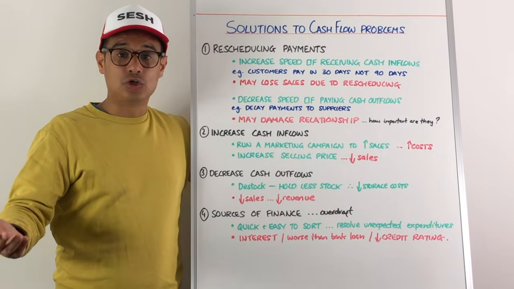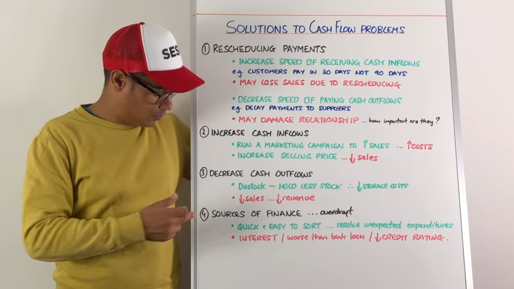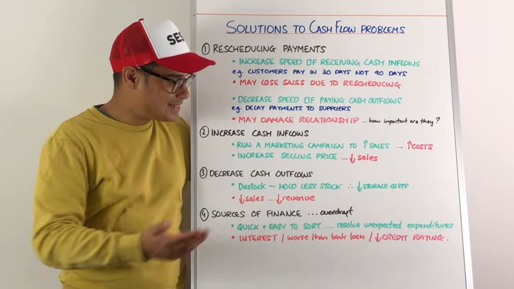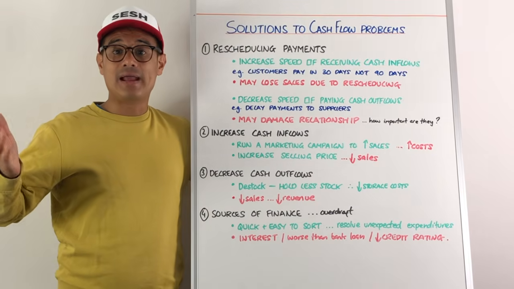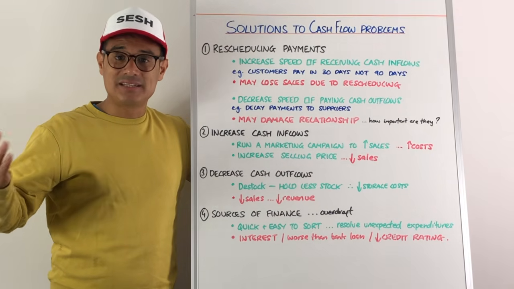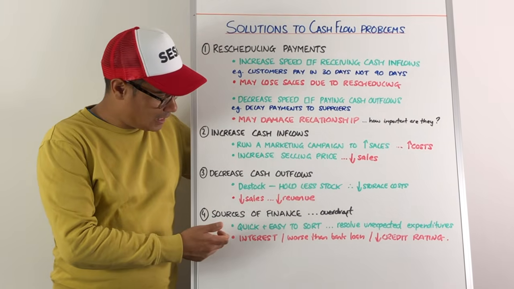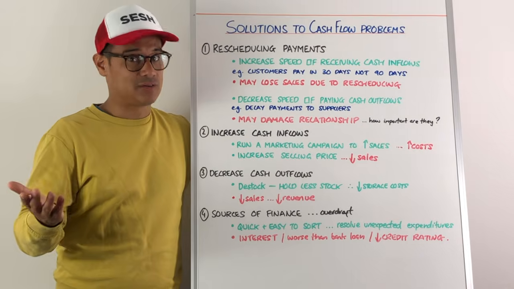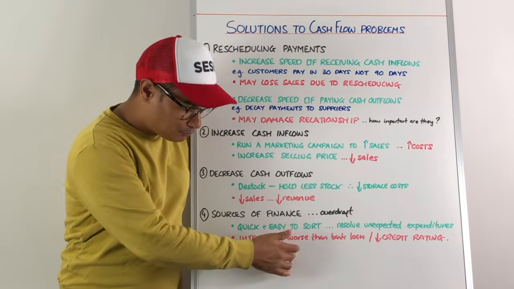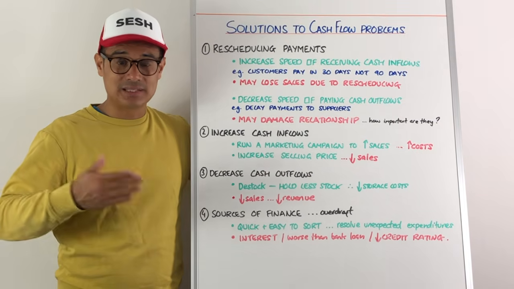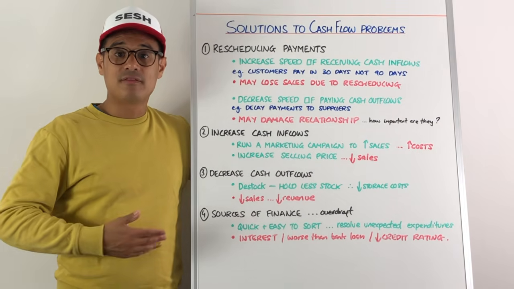The final way that you could possibly overcome cash flow problems is to use sources of finance, such as an overdraft, because they're quick and easy to set up and they're going to resolve any unexpected or unanticipated problems in your cash. But with an overdraft, clearly you're going to have to pay interest. That interest is going to be higher than a bank loan.